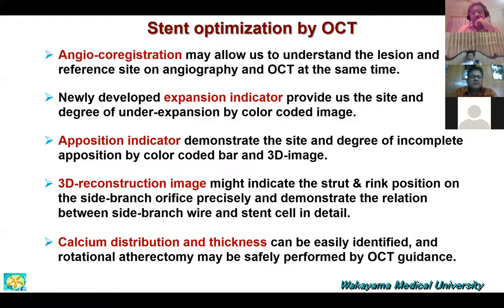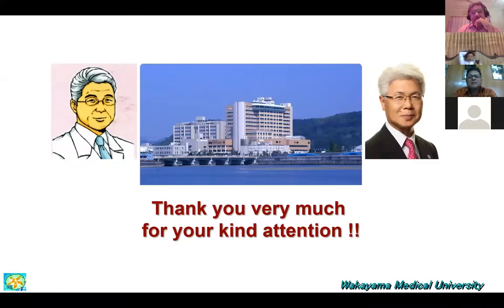And 3D reconstruction images might indicate the strut and link position at the side branch orifice precisely, and demonstrate the relation between the side branch wire and stent cell detail. Calcium distribution and thickness can be easily identified, and rotational atherectomy may be safely performed with OCT guidance. So thank you very much for your kind attention.